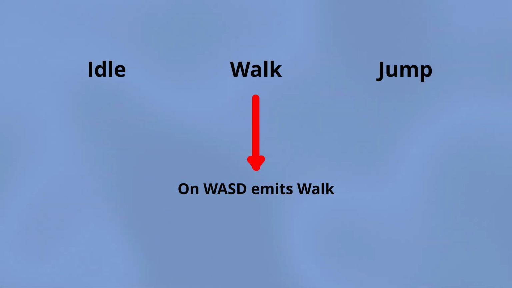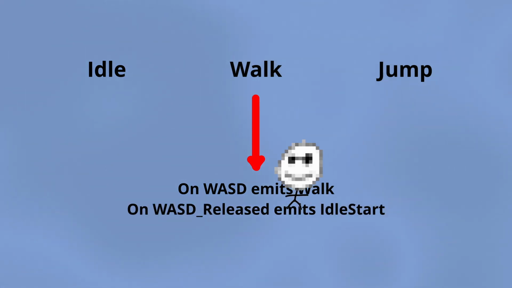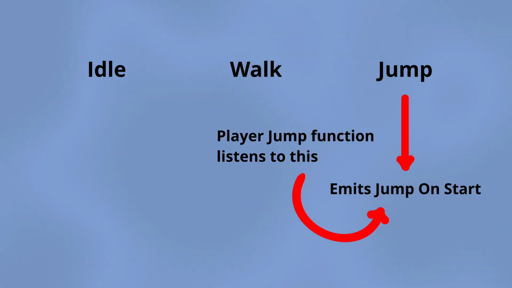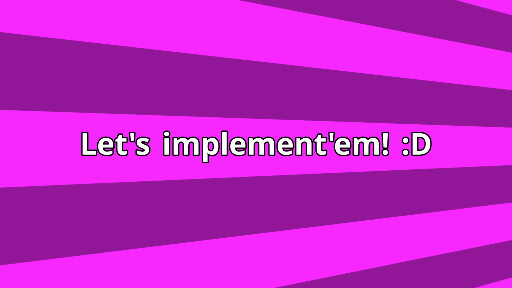The walk state listens to WASD and emits the walk signal in return. This is the signal to which the player walking functionality is connected. On WASD release, the idle start will be emitted, so the system switches back to the idle state. Of course, the player can jump while walking. This is why the walk state listens to a space signal and emits jump start in return. The jump state emits the jump signal at the beginning and listens to is on floor signal to switch back to the idle state. Now that we know our states, it's time to actually implement them.